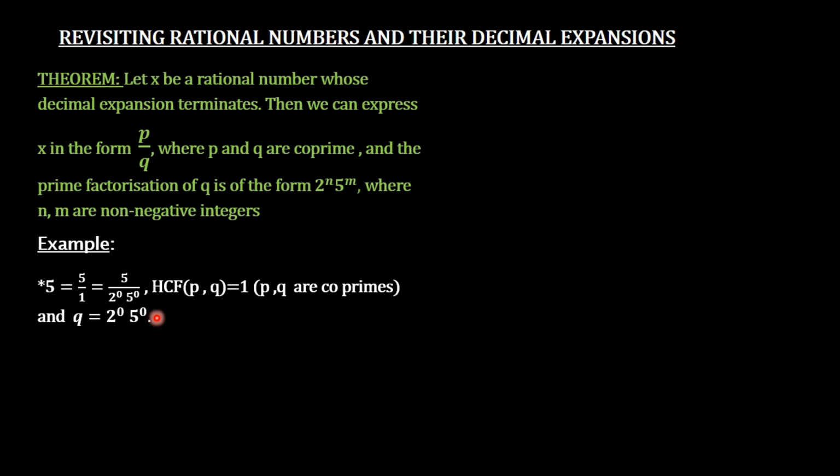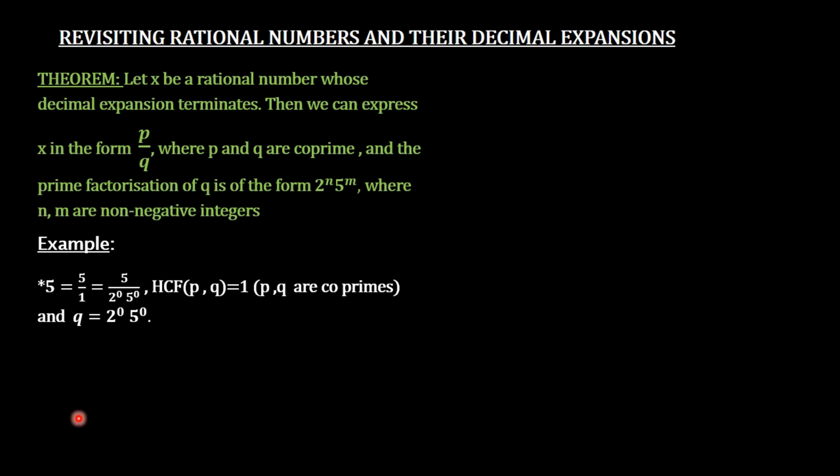Since q equals 1, we can represent it in the form 2 raised to 0 into 5 raised to 0. What is the condition here? n and m are non-negative integers. So we can express q in the form 2 raised to n into 5 raised to m, where m and n are non-negative integers. That is, n and m are non-negative, so they can be 0 also. So here q equals 2 raised to 0 into 5 raised to 0.